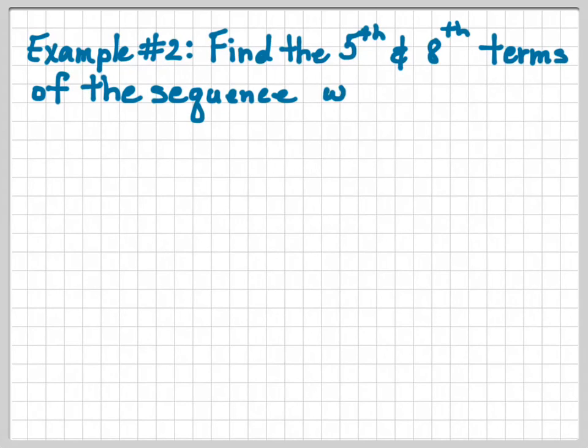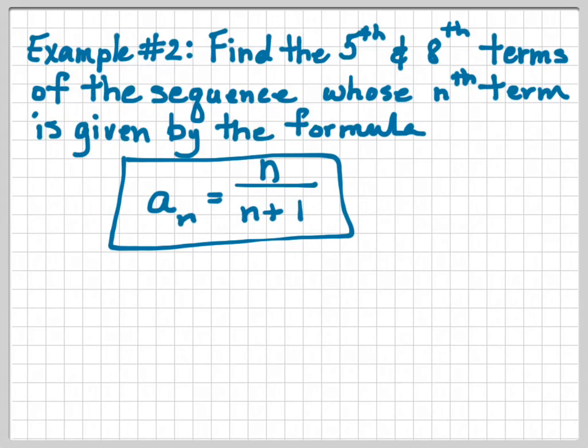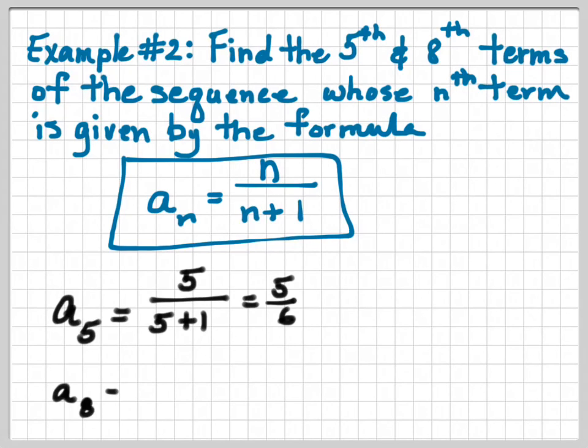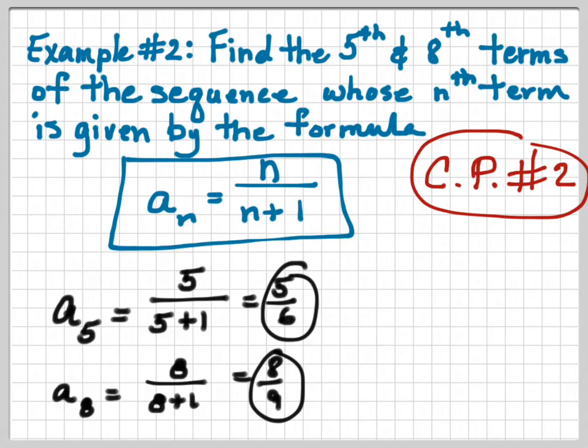This is: find the 5th and 8th terms of the sequence whose nth term is given by the formula a sub n equals n over n plus 1. So to find the 5th term, I'm going to substitute 5 for n, so it's going to be 5 over 6. And the 8th term is going to be 8 over 8 plus 1, which is 8 over 9. So 5 sixths and 8 ninths are our terms in the sequence. And notice that they don't always have to be integers. They could be fractions. So go take a look at checkpoint number 2, and we're done.